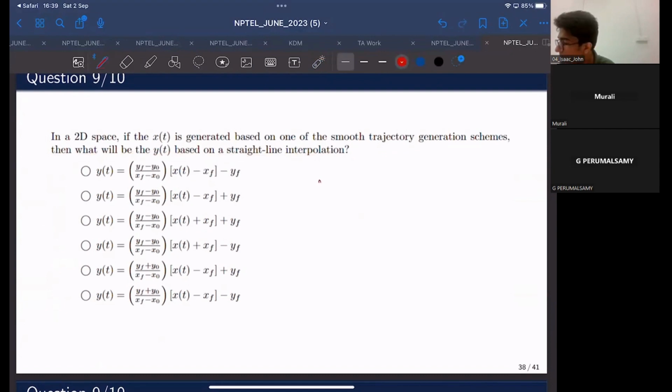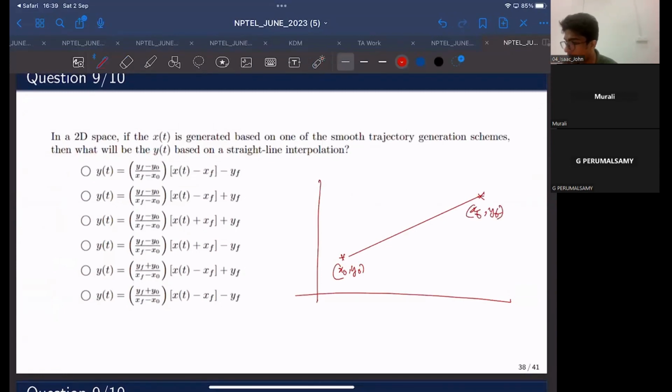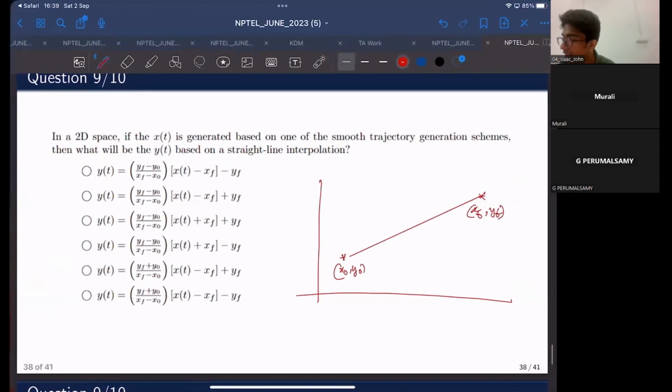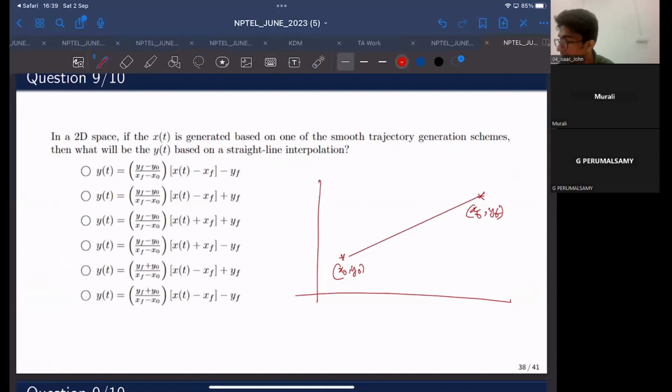So you basically have an initial position x0, y0 in a plane. You also have a final position xf, yf, and you want to have a straight line interpolation between this initial and final position. This is a straight line.